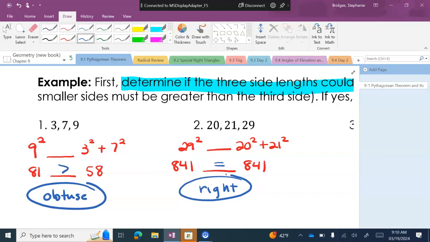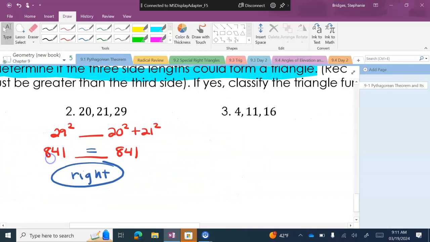Wait, so you said if they are the same number, it's not a triangle. So if you add your 2 smaller ones and they are equal to or less than that third number, it is not a triangle. So I'm assuming y'all are telling me number 3 is not a triangle? No, because 4 plus 11 is only 15. That is not greater than 16. So not a triangle. Can't do anything there.